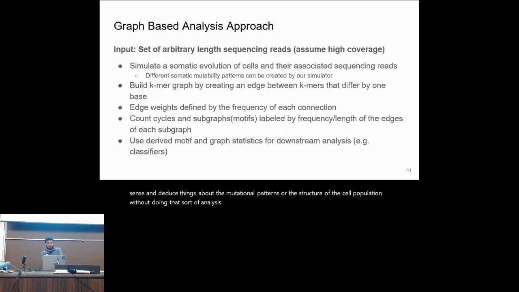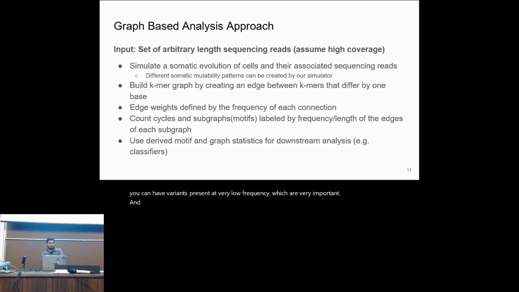So just briefly laying it out further, we take a set of reads and then we simulate a somatic evolution of cells, which basically gives us a ground truth for what exactly the evolution is. And then we build a k-mer graph by essentially taking the set of k-mers and creating an edge if the k-mers differ by one base. So that's just showing you if they're connected in the actual genome. And then we weight the edges by the frequency of each connection. That's important because, like I said, the cell clonal frequencies are very heterogeneous. So you can have variants present at very low frequency, which are very important.